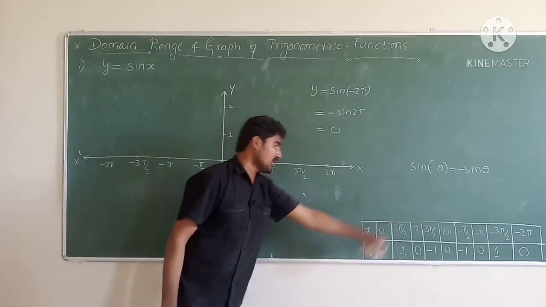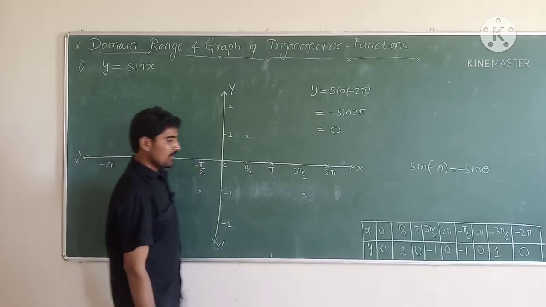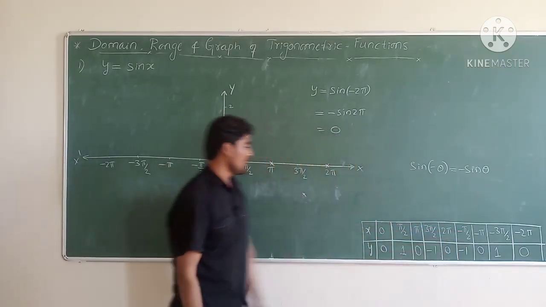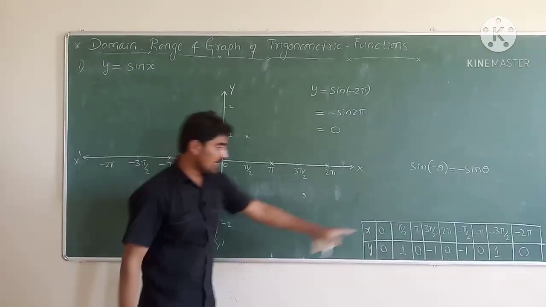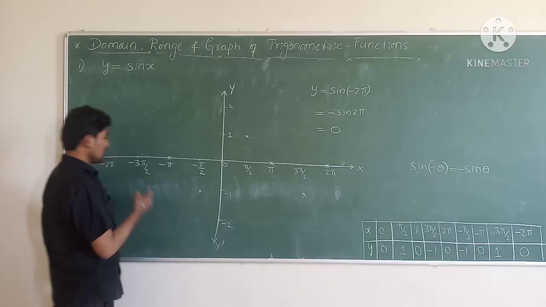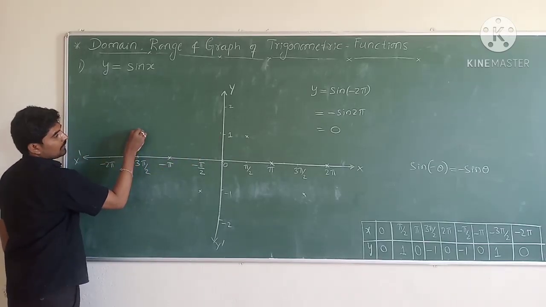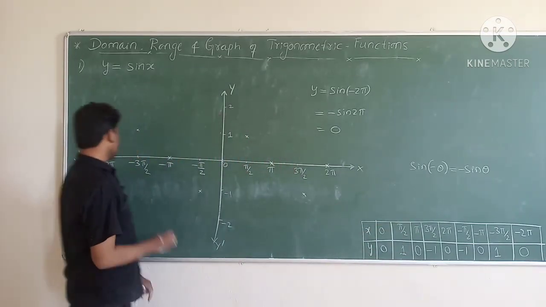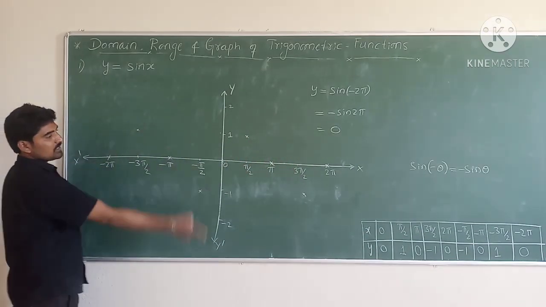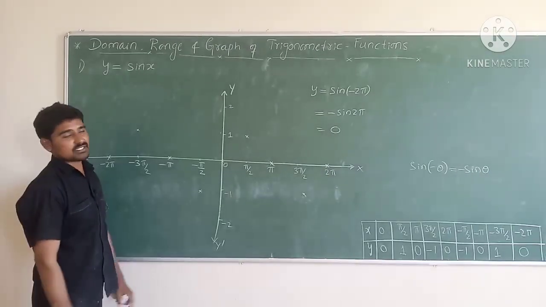And now when x equals minus pi by 2, the value of y is minus 1. When x equals minus pi, the value of y is 0. When x equals minus 3 pi by 2, the value of y is 1. And now when x equals minus 2 pi, the value of y is 0. Join these points, which is the required graph of y is equal to sin x function.